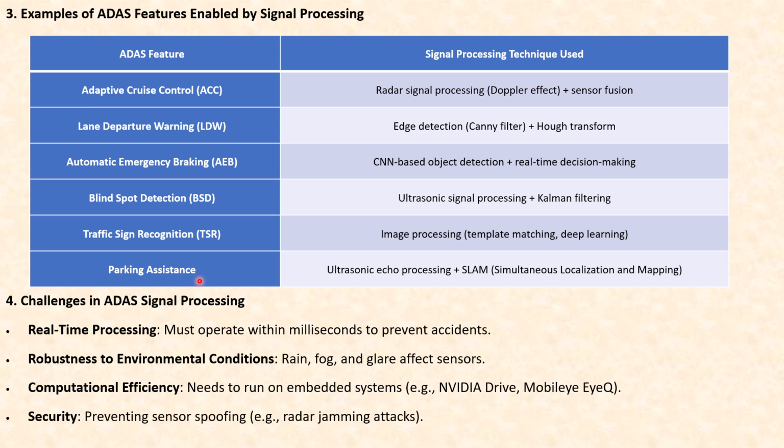So parking assistance very much relies on ultrasonic echo processing or ultrasonic sensors plus simultaneous localization and mapping, which is very important when it comes to positioning and understanding of the vehicle.